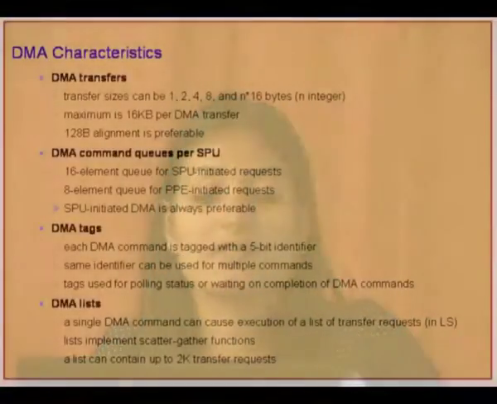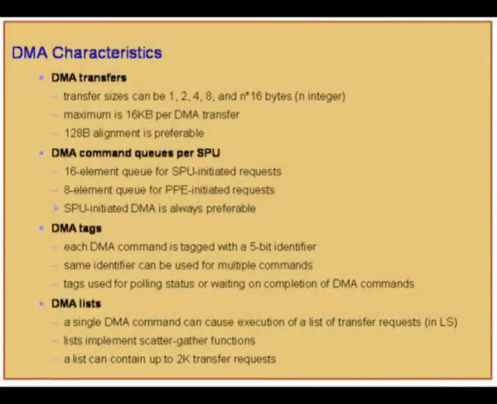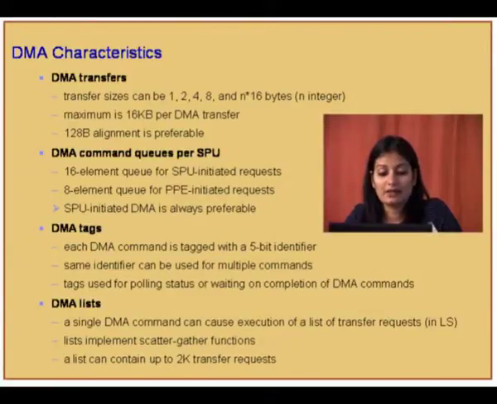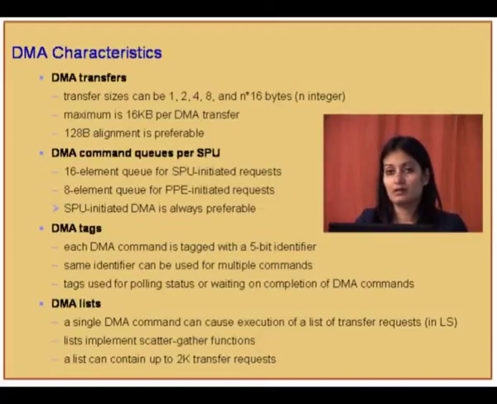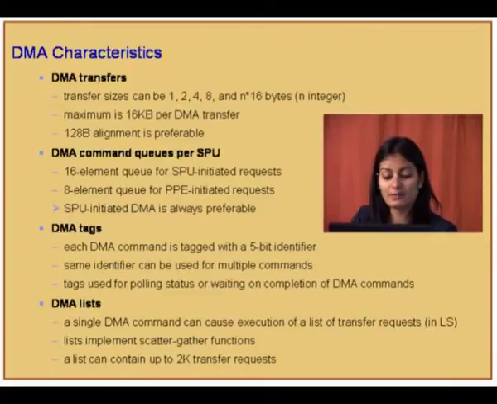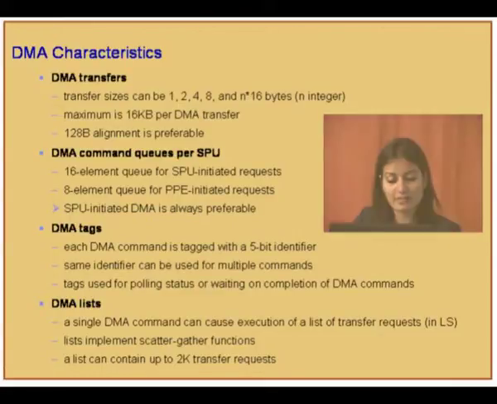Transfer sizes always have to be 1, 2, 4, 8 or a multiple of 16 bytes for DMA. Maximum is 16 kilobytes per DMA transfer. 128-byte alignment is preferable to get optimum performance. The command queues are 16 elements for SPU initiated requests. For the PPU, it's an 8 element queue.